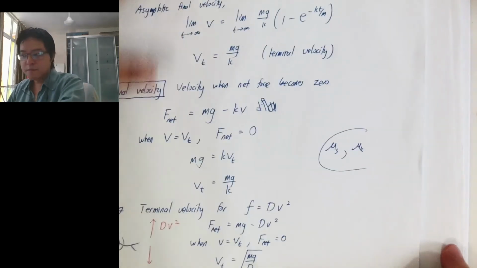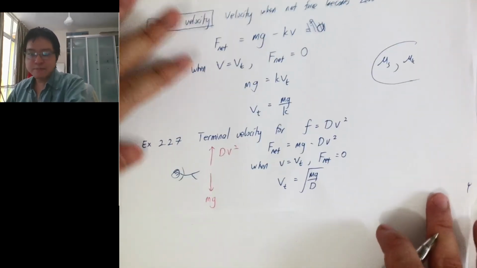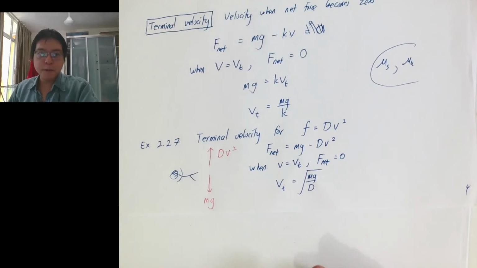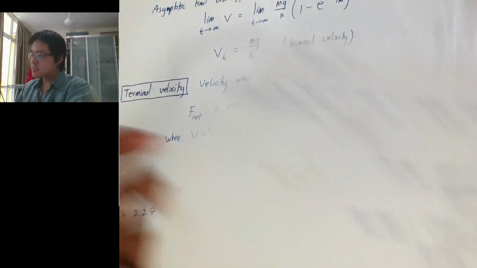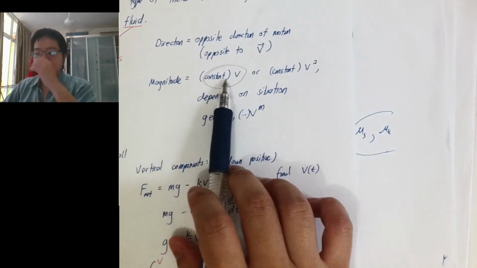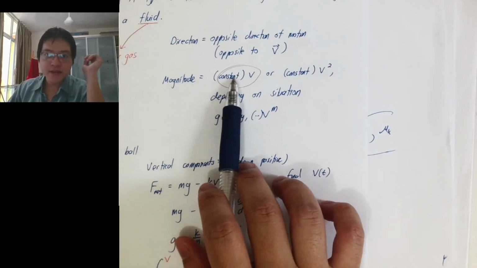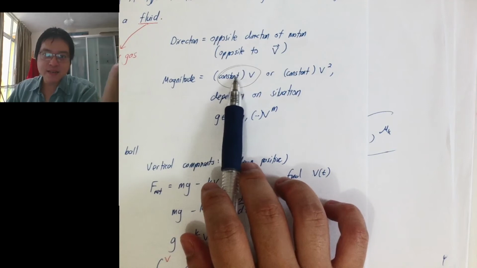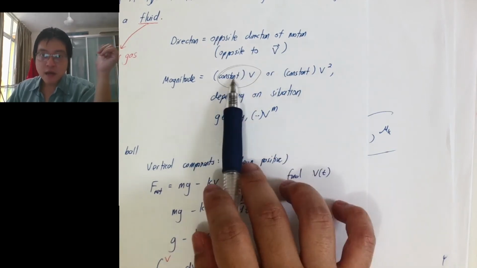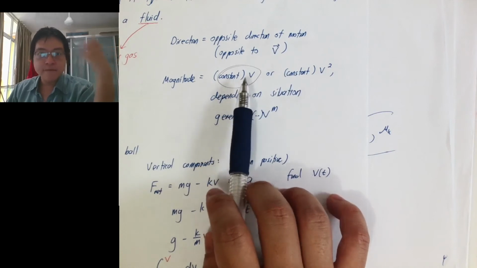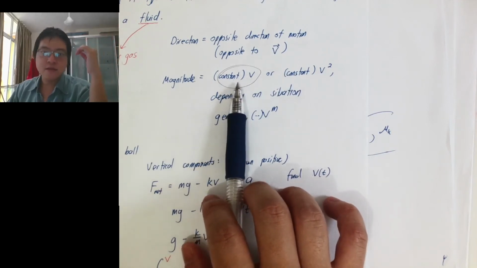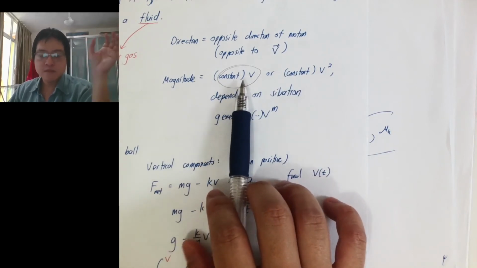Yes, I'm skipping the details. So for air resistance, I was saying the constant is either constant V or constant V square. In fact, for both of these situations, what is the value of the constant? It depends on the area of your body, right?